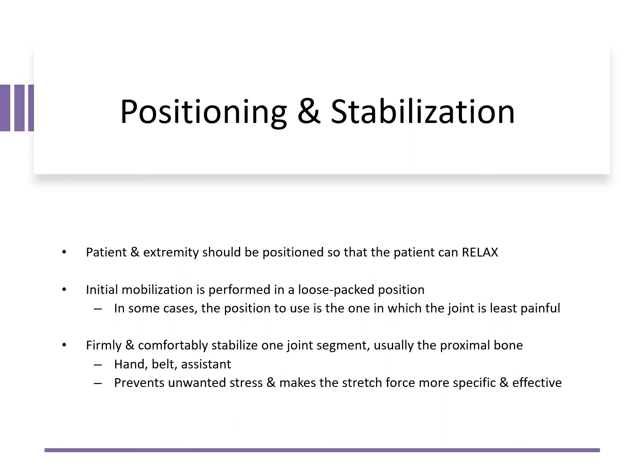Next, positioning and stabilization. Patient and extremity should be positioned so that the patient can relax. These points are very important. Initial mobilization is performed in a loose pack position. In some cases, the position to use is the one in which the joint is least painful. So sometimes we cannot keep the patient's joint in a loose pack position. Probably we have to find out a position where there is least pain in the joint. So depending on the patient, we can modify this.